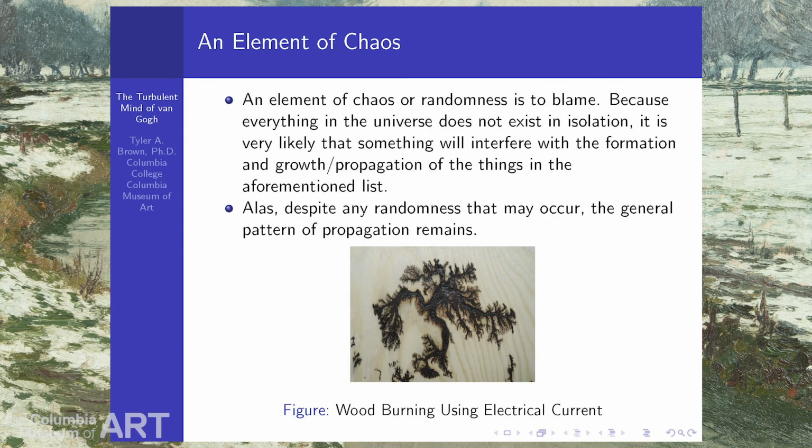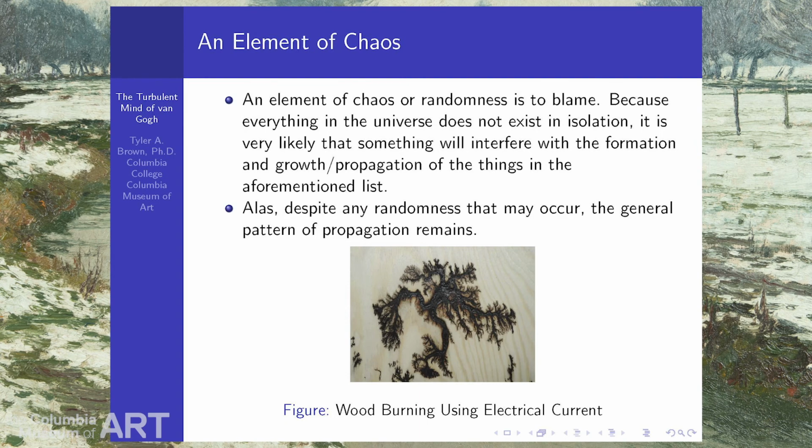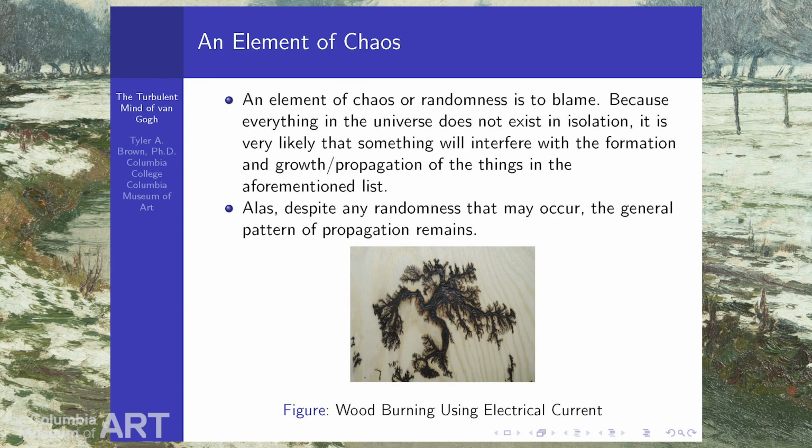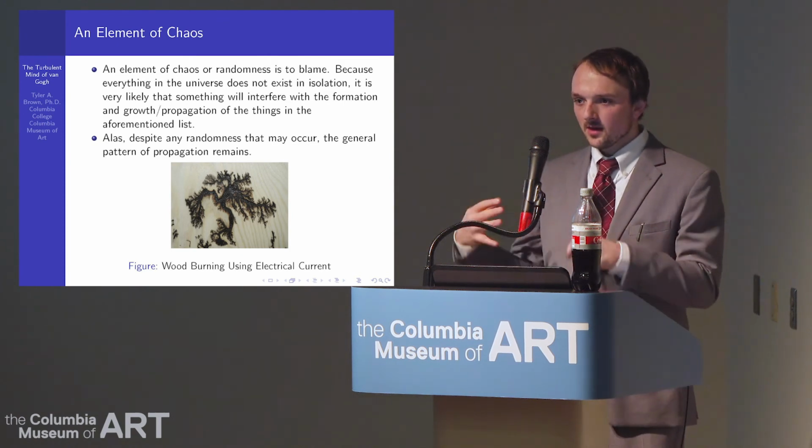Why don't trees look like perfect fractals? Why don't they branch nicely like a third grader's painting? It's because everything in the universe does not exist in isolation. It's very likely that something will interfere with the formation, growth, or propagation of the things in the aforementioned list. So, for example, you're not going to get the exact same turbulent flow in a creek every single time you see an eddy. Why? Because there are different rocks in the way. Because there's wind. There are things external to the system that are creating chaos.